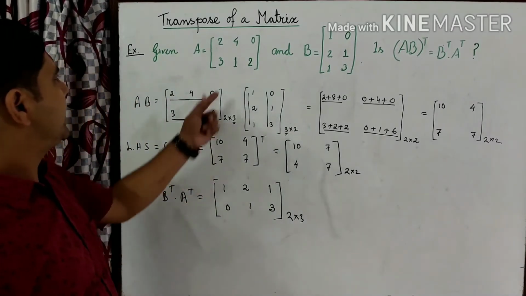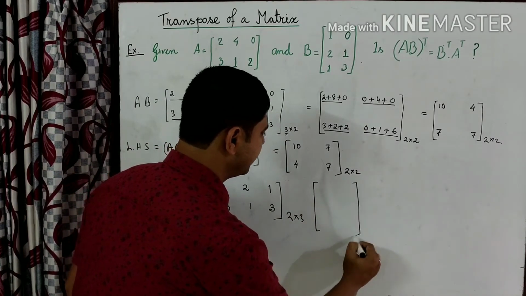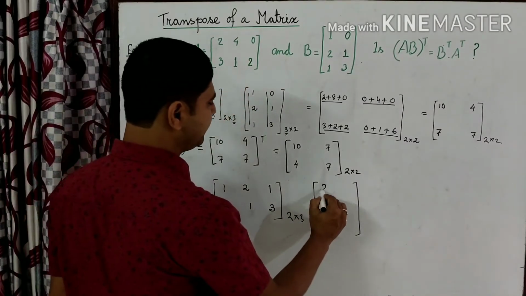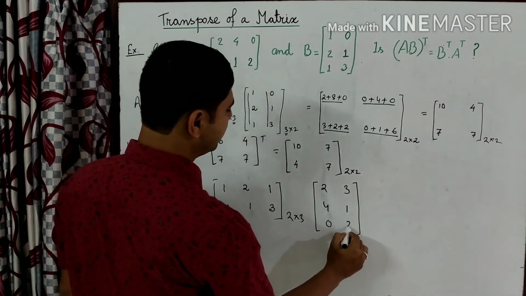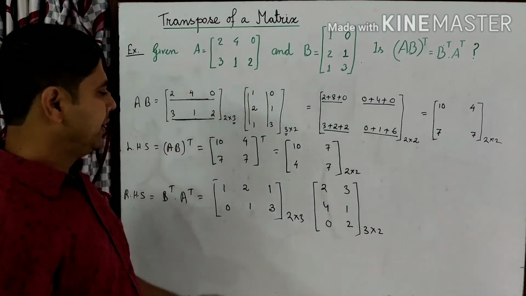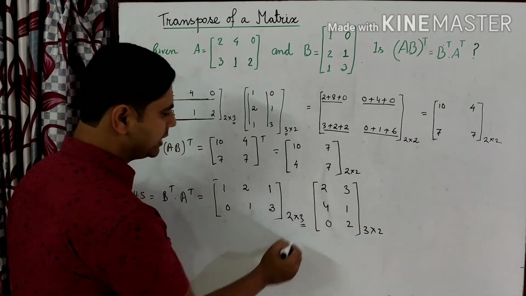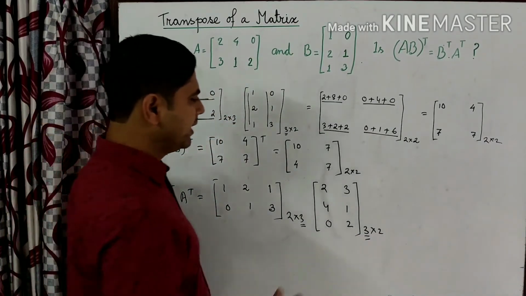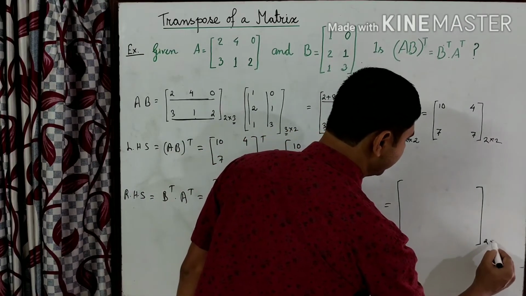Next you have to find A transpose. A transpose is this matrix: first column becomes first row, second column becomes second row, third column becomes third row, whose order is 3 by 2. Clear this part? That is the value of A transpose. Okay, now you have to multiply. This one is 3, this one is also 3, therefore multiplication is always possible. After multiplication you have a matrix whose order is 2 by 2.